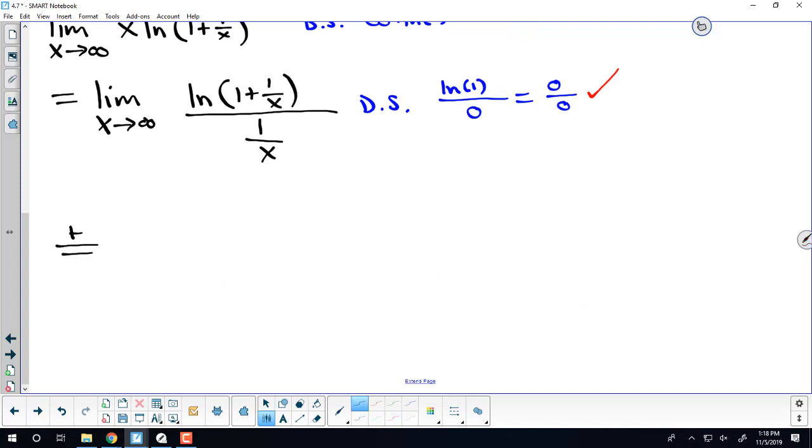Well, perhaps we can compute these derivatives below, but we've got to take the derivative of the top. Derivative of the bottom shouldn't be that big of an issue. But what's the derivative of the natural log of 1 plus 1 over x? You do that here.